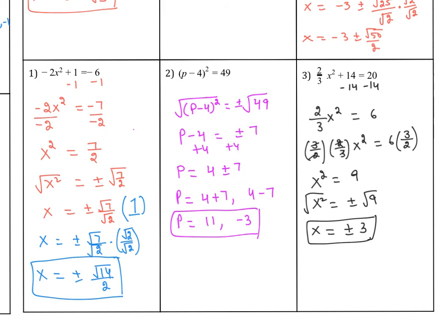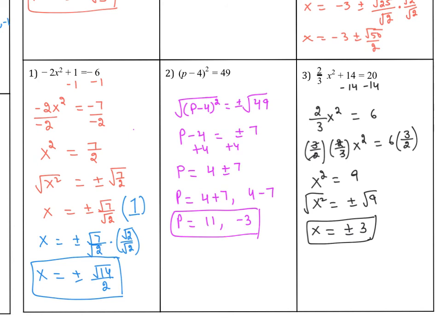Now if you look at this carefully, there are going to be two expressions here. One is 4 plus 7 and the other one is 4 minus 7. So it means that you're going to get two answers, that is 11 comma negative 3.